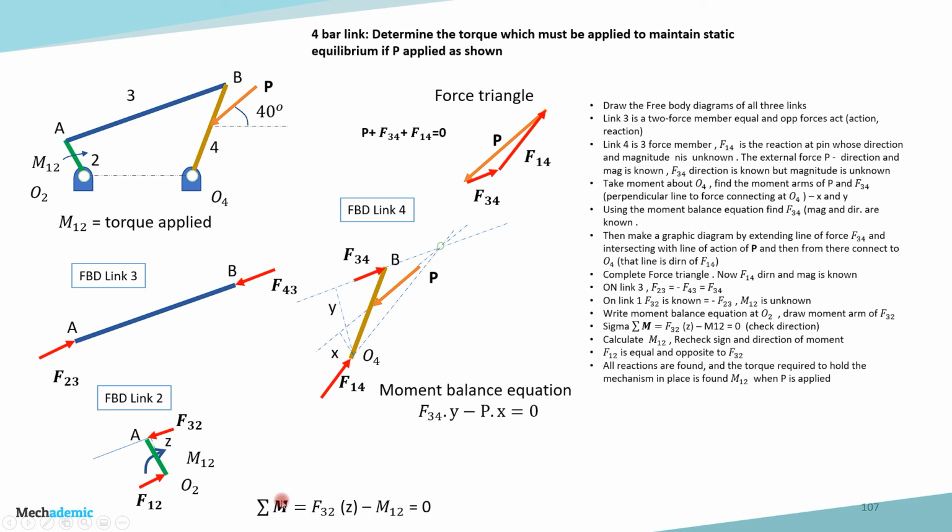Once we get the value of F32, we can calculate M12 using this moment balance equation. Since Z is known from geometry, from F32 into Z minus M12 we can get the value of M12. F12 can be calculated easily from this diagram because the F12 force should be equal and opposite in direction to F32 for static equilibrium, because there will only be a moment, and that moment will be neutralized by M12. So F12 has to be equal and opposite to F32, but it is acting at O2. So F12 is also found. All reactions are found, and the torque required to hold the mechanism in place is found. That is, M12 will be found when P is applied.